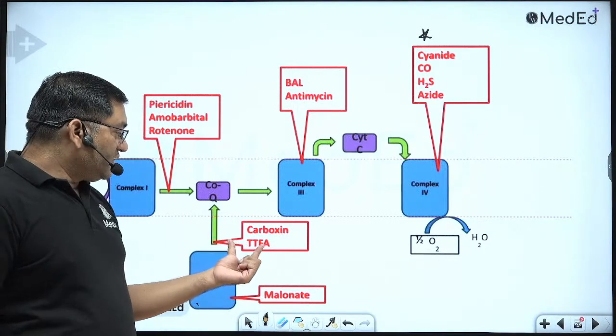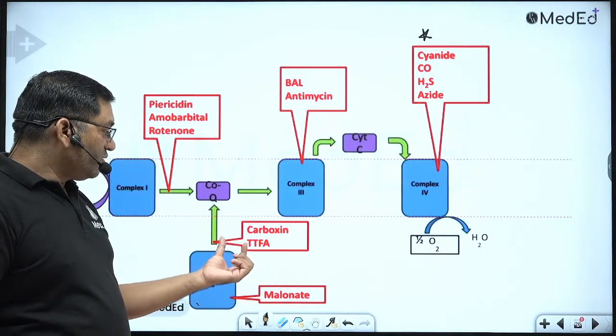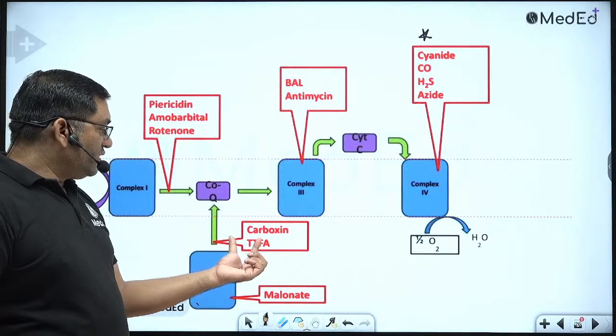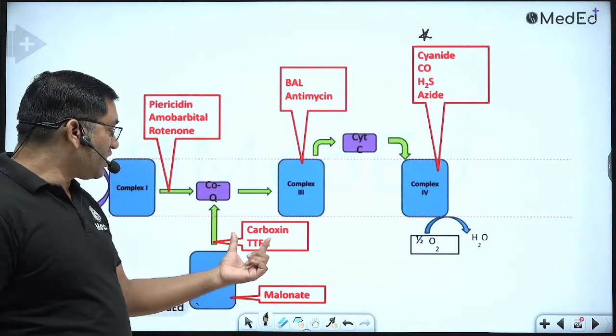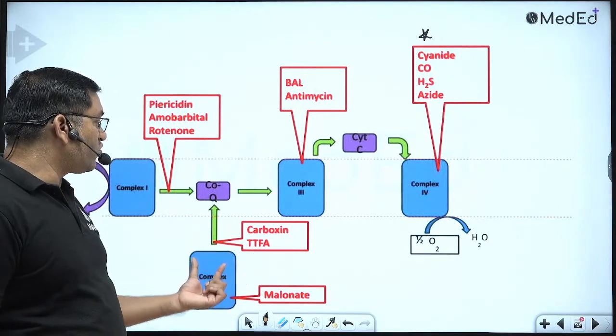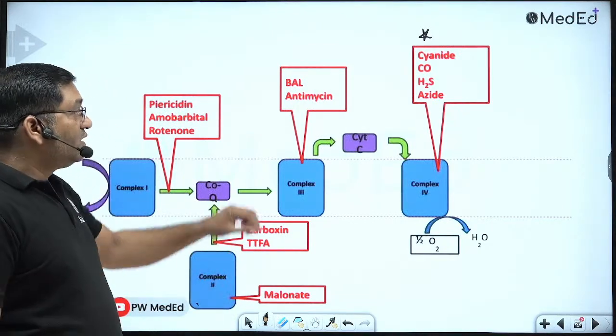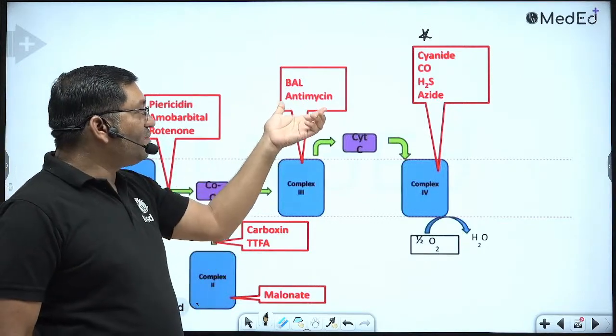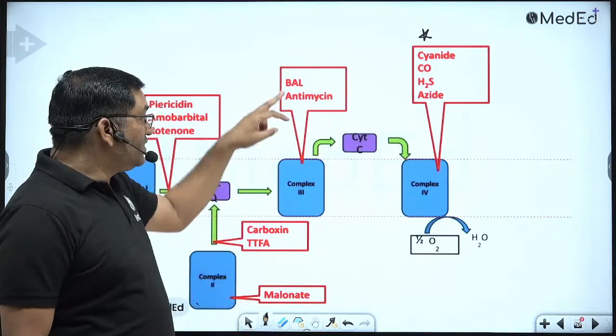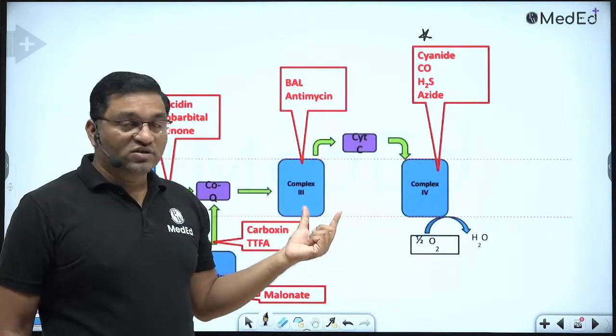TTFA and carboxin inhibit the movement of electrons from complex 2 to coenzyme Q. Then BAL, that is British anti-lewisite, antimycin and phenformin, inhibit complex 3 of the electron transport chain.